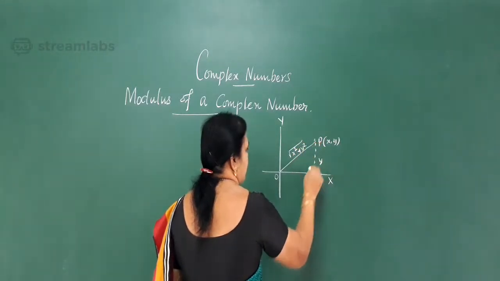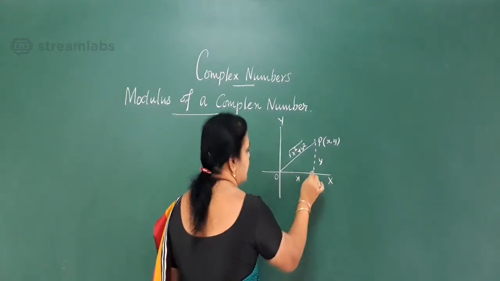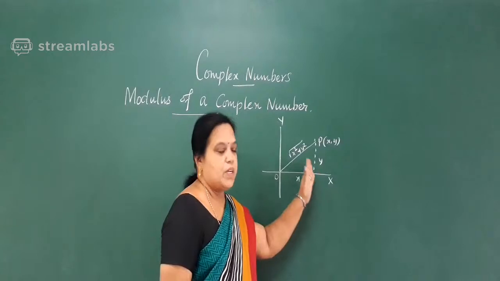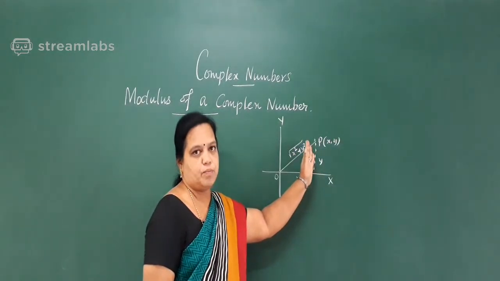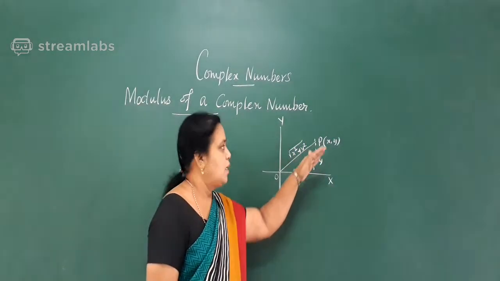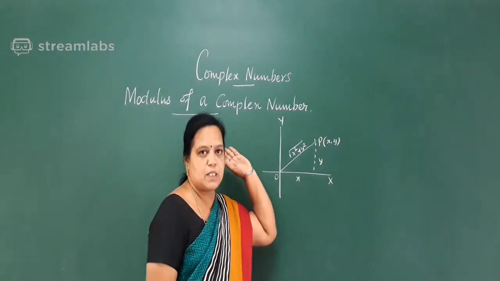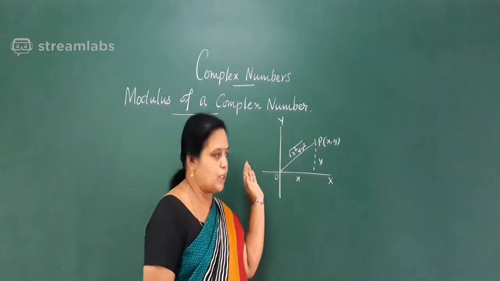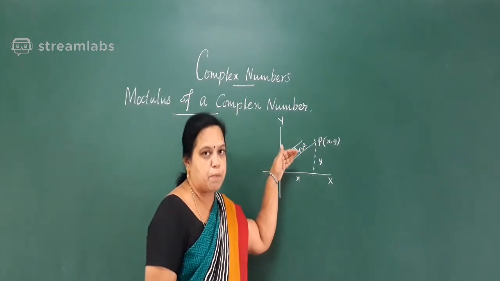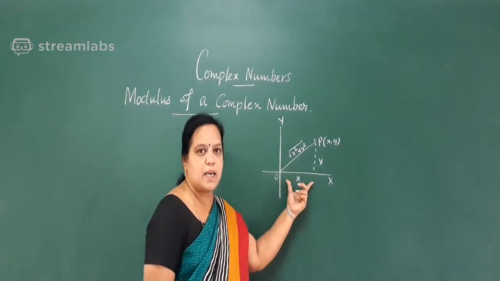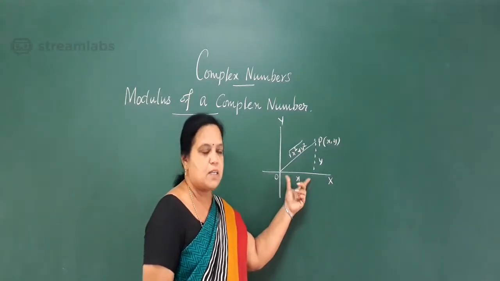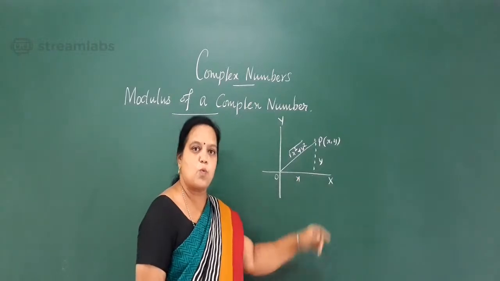This is y. This is x. The length of this axis is x. This one is y. This is known as the hypotenuse. The modulus of a complex number is nothing but it measures the distance of that number from the origin in a complex plane. This side is known as the x-axis. The length of this x-axis is x. The length of the y-axis is y.